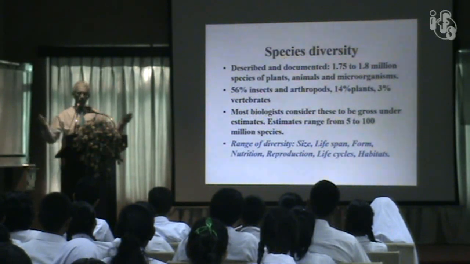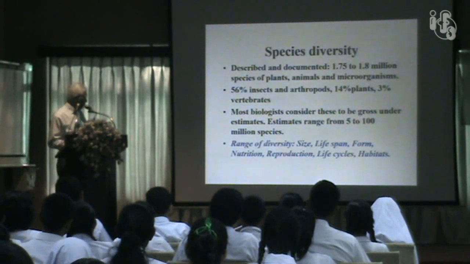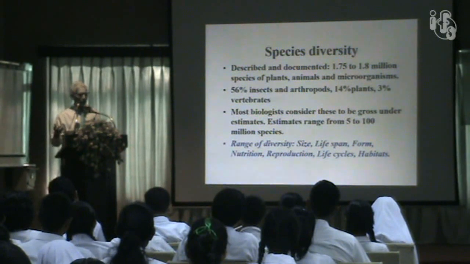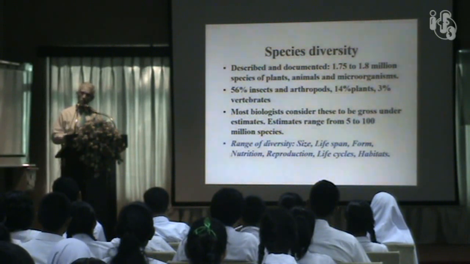When you look around, you step out, you see trees of different size, animals of different size and shape and color and all that. So that is form. Then nutrition. Most of the organisms that we are familiar with are green in color, they have chlorophyll, they are photosynthetic. They synthesize their own food using the energy from the light. But there are other bacteria that are chemosynthetic. Here again, they use energy from chemical reactions to synthesize their food.